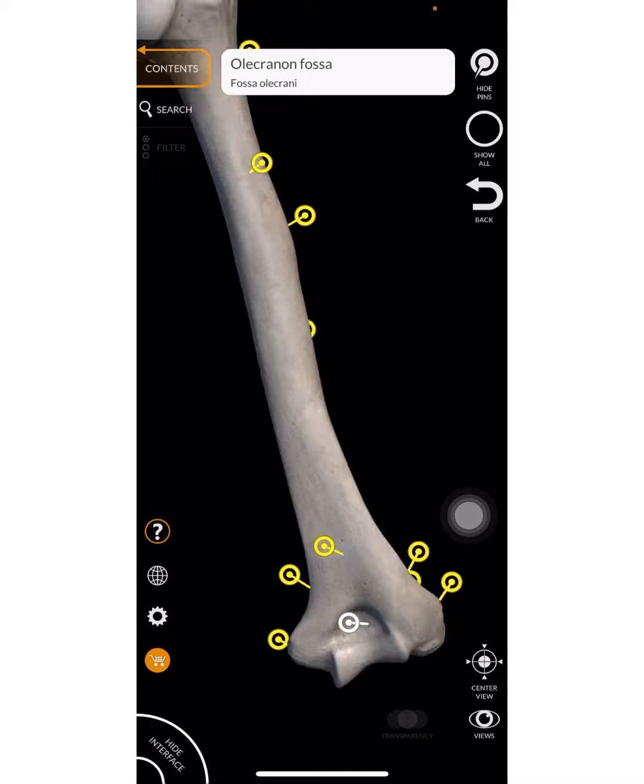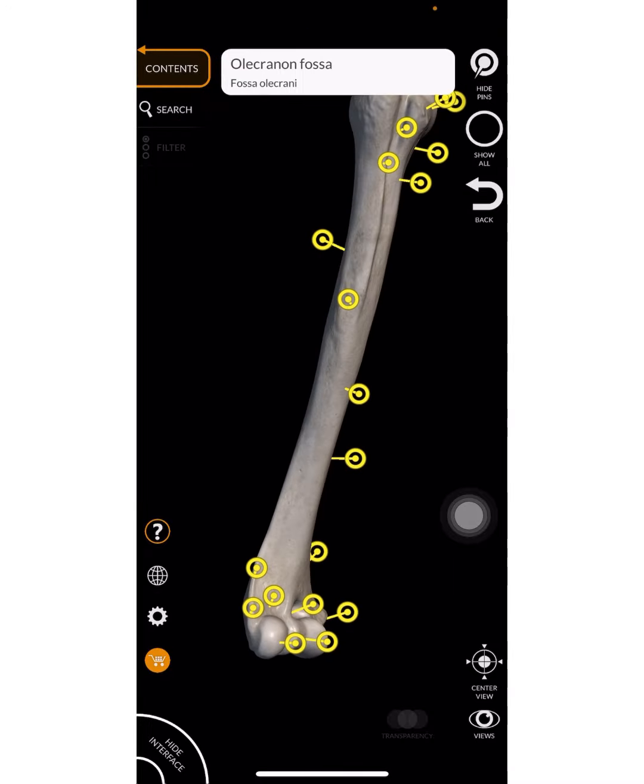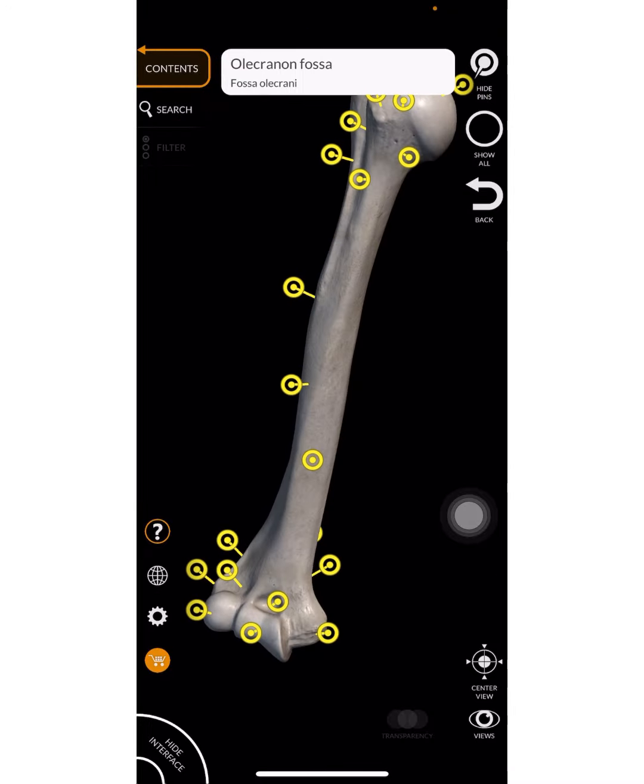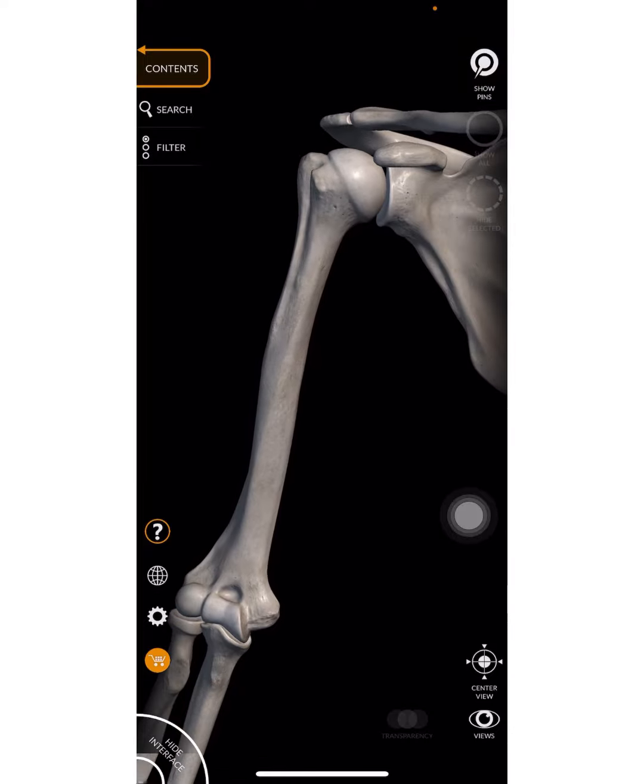So this is all about the humerus. Thank you.